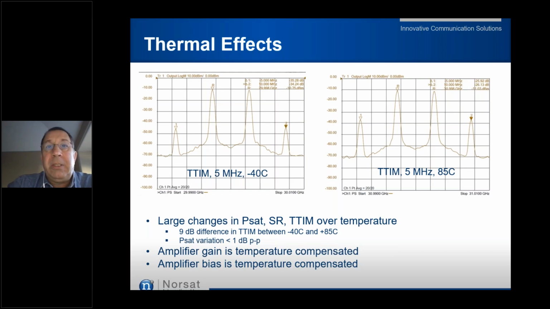And this amplifier is temperature compensated, both in gain as well as the bias. So what we've done is the amplifier biases are temperature compensated. So as temperature changes, the bias points are also changed.